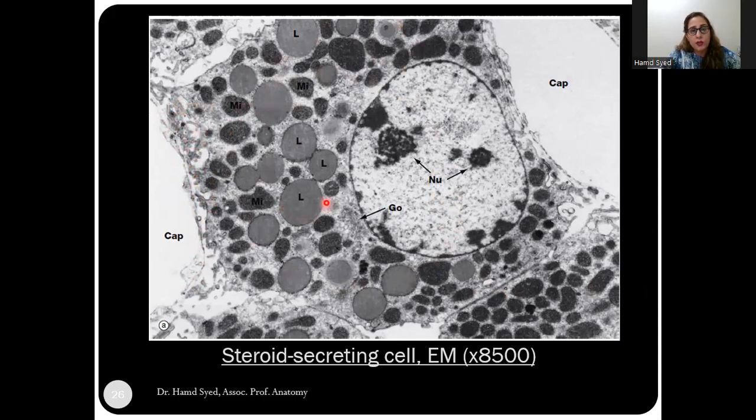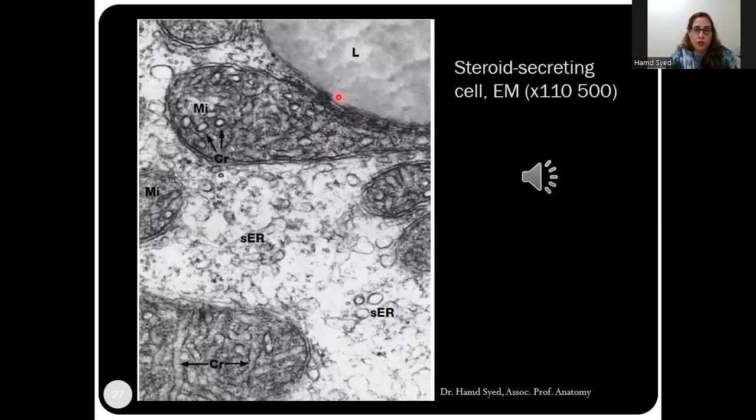Now, within this cell, you can see this prominent nucleus with one or more nucleoli, labeled NU, and a small Golgi apparatus over here, labeled GO. Within the cytoplasm, there are many lipid droplets which have been labeled L. And also you can see that there are numerous mitochondria labeled MI. So there are many mitochondria in the steroid secreting cell. And if we look at a higher magnification through the electron microscope, we can see that the mitochondria of the typical steroid secreting cell have unusual tubular cristae labeled CR.